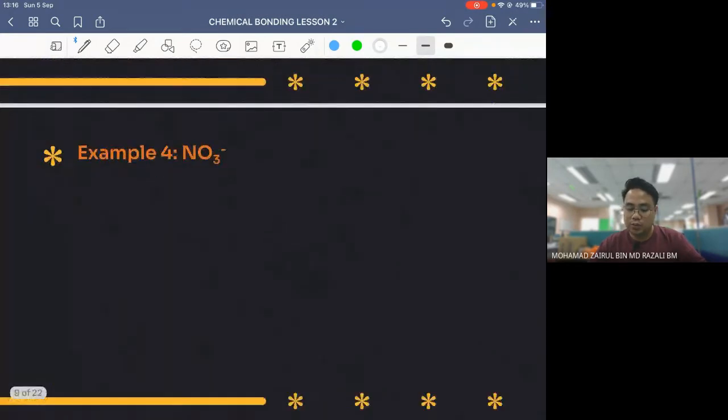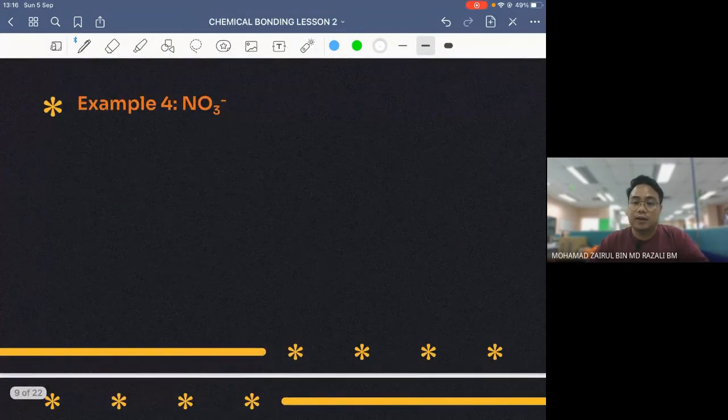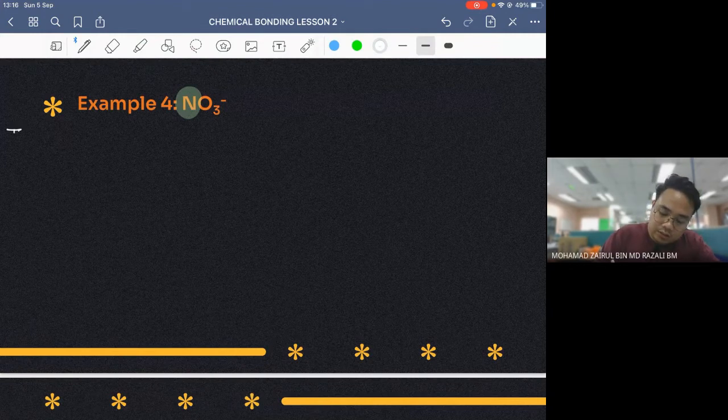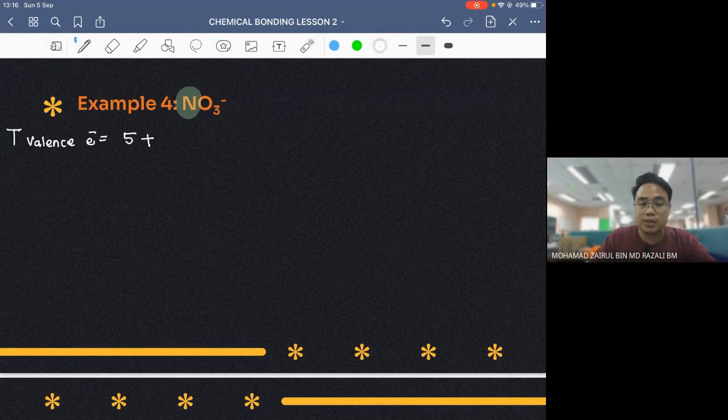Okay, we try to do for NO3-. Okay, first, kalau awak tengok, nitrogen is more electropositive. So the nitrogen will become the central atom. Okay, and then we calculate the total valence electron. Okay, nitrogen group 15, so nitrogen have 5 valence electron. Oxygen is group 16, that means oxygen have 6 valence electron. Okay, in NO3 minus, we have 3 oxygen, that means we need to multiply by 3.